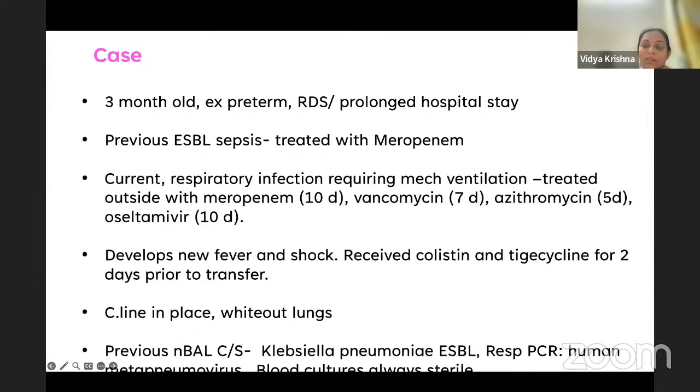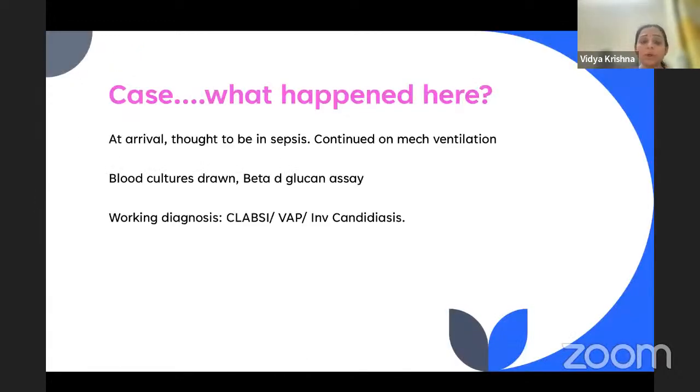So now let's see what happened to this patient. This patient came in, was thought to be in sepsis, and continued on mechanical ventilation. So we drew blood cultures and we also sent a beta-glucan assay. We thought that the probable infection could be a CLABSI or a VAP because the line was in place, the lungs were whiteout, and it was difficult to say whether there was a pneumonia brewing there or not. And again, invasive candidiasis. Obviously, the child has had such a broad spectrum antibiotic exposure with a line in place.